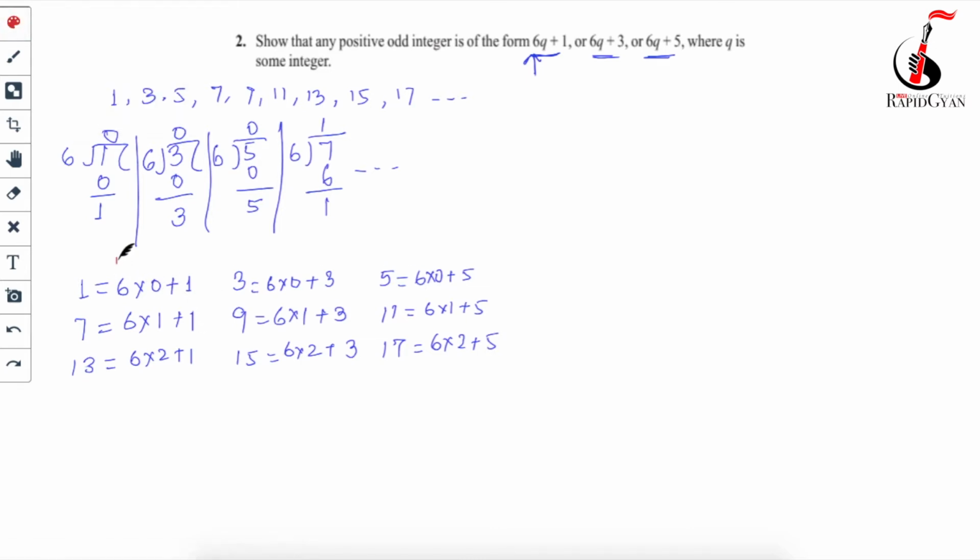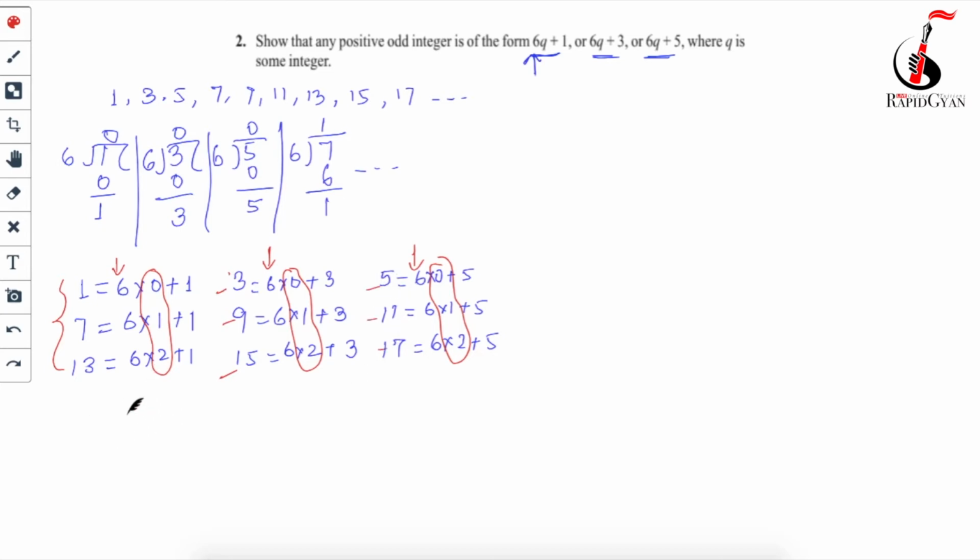You are seeing that in all these three columns your divisor is the same, your quotient is changing in all these three things, okay, and your remainder is the same. So you can clearly write that, and these are nothing but the positive odd integers. These all are positive odd integers.